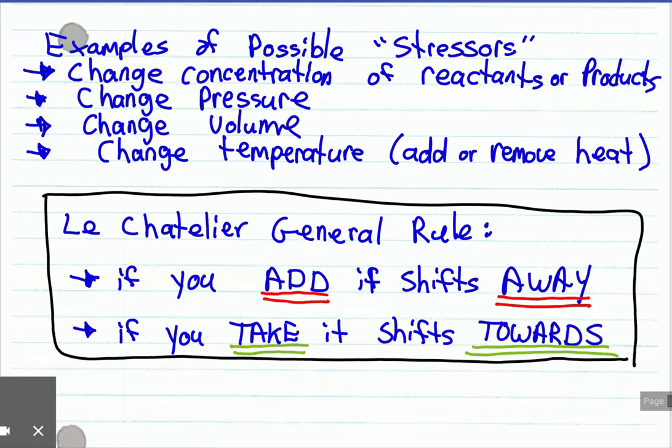So this big black box I have here, this is Le Chatelier's general rule. If you add something, the system shifts away from it. If you add A, it's going to shift away from A and move towards C and D. If you take, it shifts towards. So if you remove something, the equilibrium is going to shift towards reestablishing that substance in the equilibrium. So if you add, it shifts away, and if you take, it shifts towards.